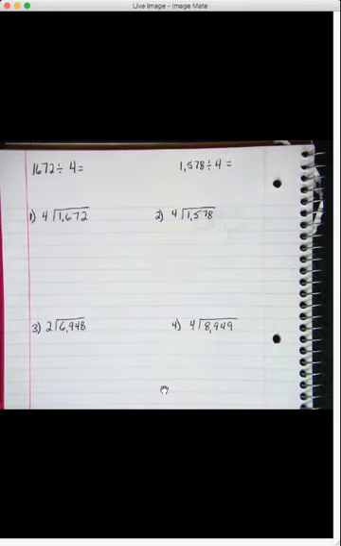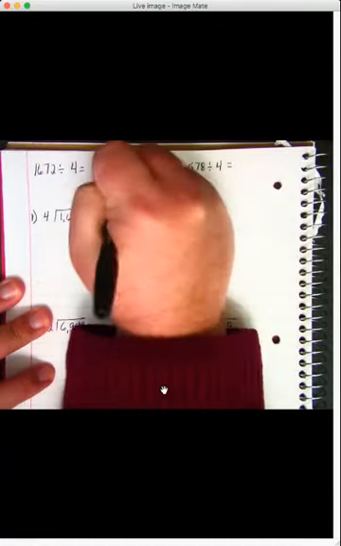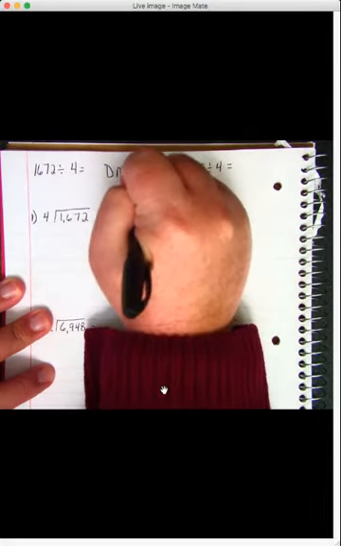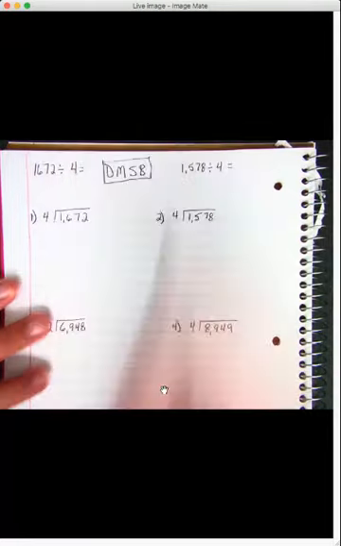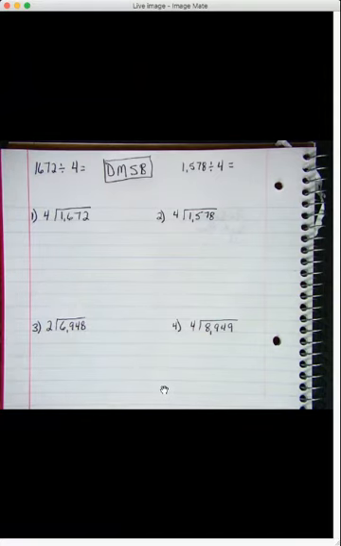So you might want to get some paper out and pause the video and do this with me so that you can remember how to divide, because it's been a while. But if you'll remember, we had a little code we were using: daddy, divide; mama, multiply; sister, subtract; and brother, bring down. Those are the 4 steps we're going to do over and over until we get to the last number and there's no numbers left.